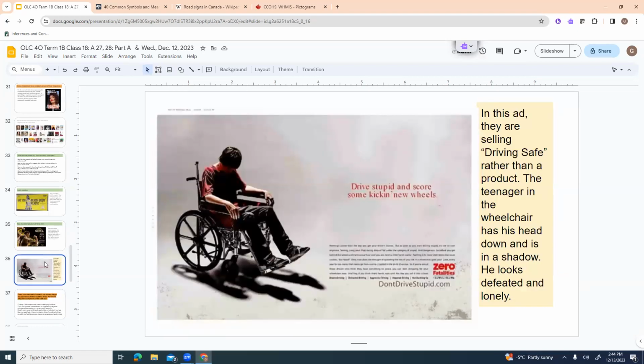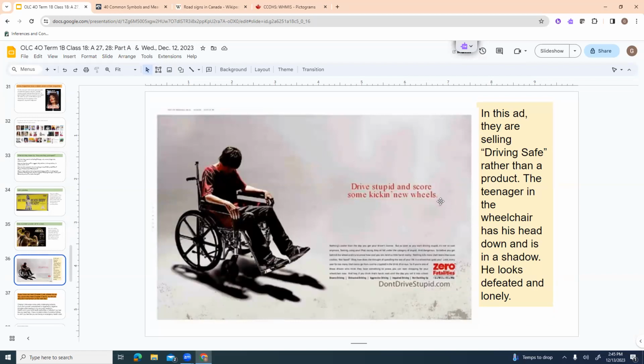In this ad, they're kind of selling the idea of driving safe. They're not really selling a product. This might be a nonprofit company. Here, there's a teenager in a wheelchair, but he's not portrayed in a very positive light, right? His head is down. You can't really see his face. He's in a shadow. He looks kind of defeated and lonely. And the ad copy is pretty harsh. It says, drive stupid and score some kicking new wheels.